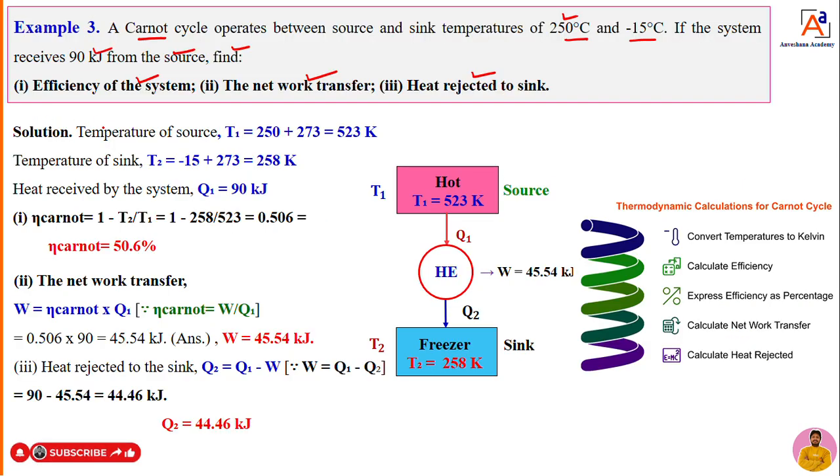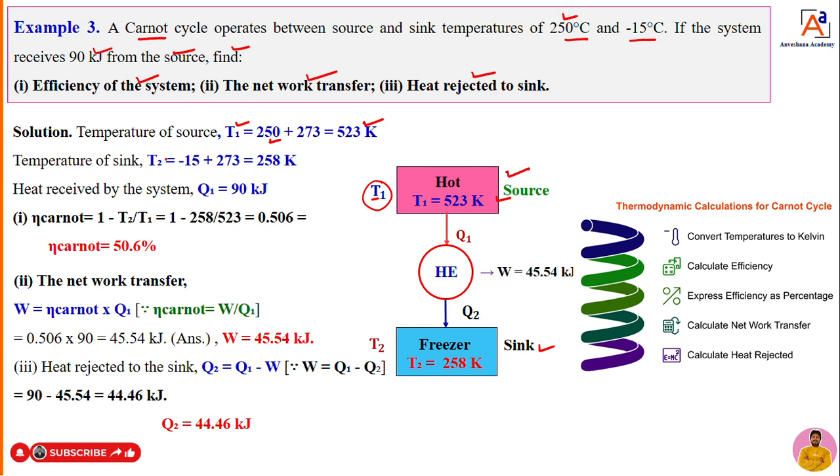First, as I told, draw a rough diagram for your understanding. There are two sources: one is the heat source, another one is the heat sink. The temperature of the heat source we can mark as T1. He has given 250 degrees Celsius. Convert degrees Celsius into Kelvin by adding 273. Therefore T1 is equal to 250 plus 273, which becomes 523 Kelvin. Hence the source temperature is 523 Kelvin.